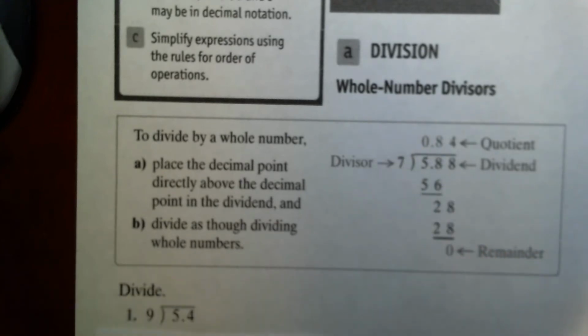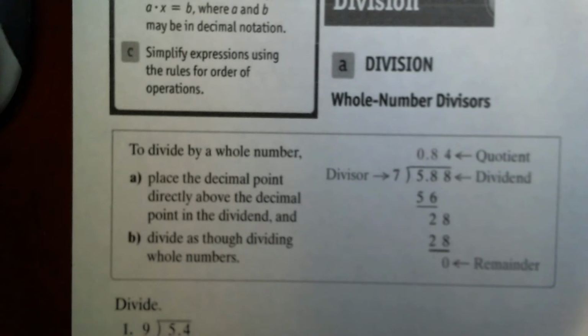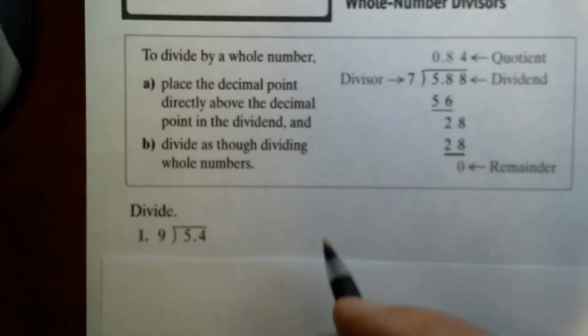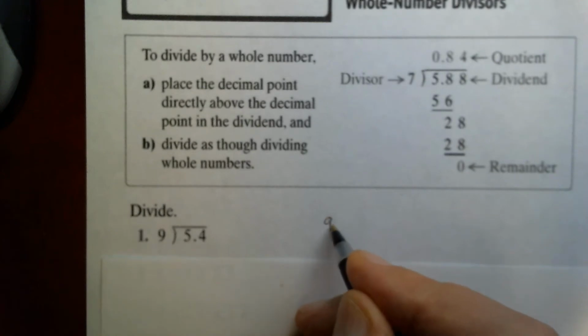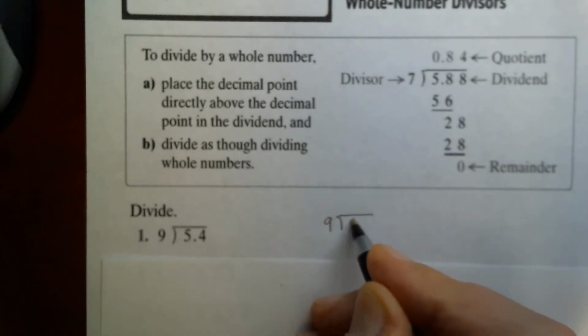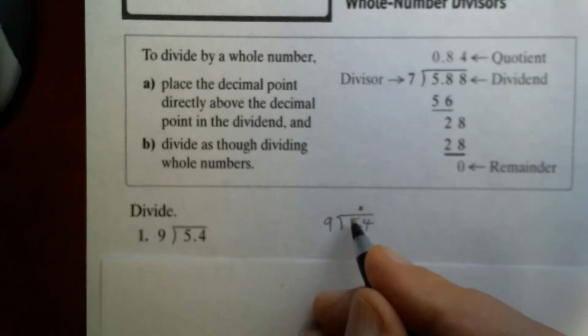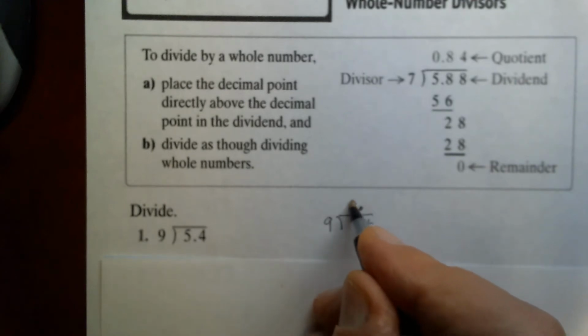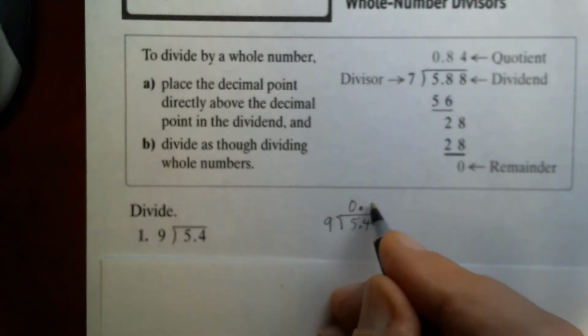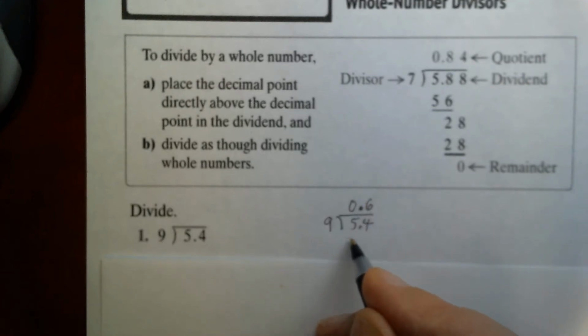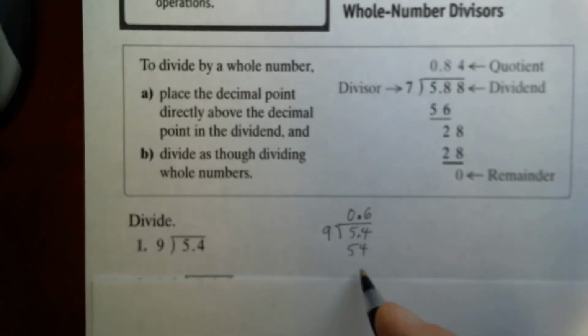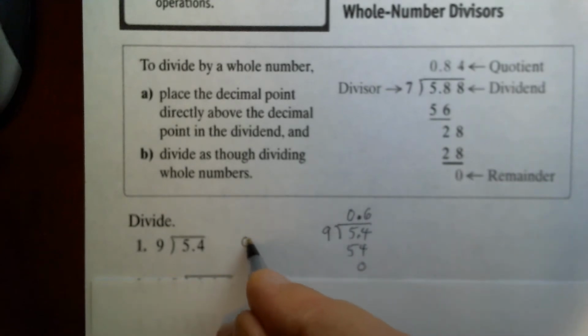And so in the same way, if we look at number 1, we divide 9 into 5.4. So you place the decimal right above the decimal here. And so 9 into 5 doesn't go, but 9 into 54 goes 6 times. So 6 times 9 is 54, and so the remainder is 0. So the quotient is 0.6.